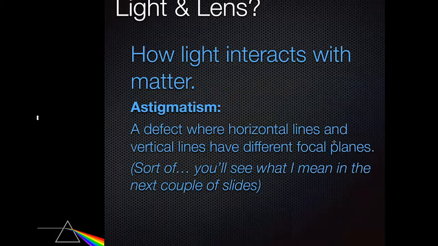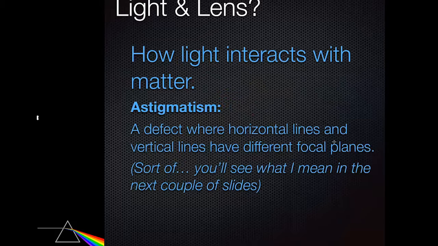Astigmatism, very strange aberration, kind of difficult to explain why it happens. I've been reading about it for a few years and I still find it kind of complicated, but better to just show and describe kind of what it's all about. So this is a defect where horizontal lines and vertical lines have different focal planes. And that sounds a little bit weird, but it'll make sense when we look at the next diagram. So I put a little blurb there. You'll see what I mean in the next couple of slides.